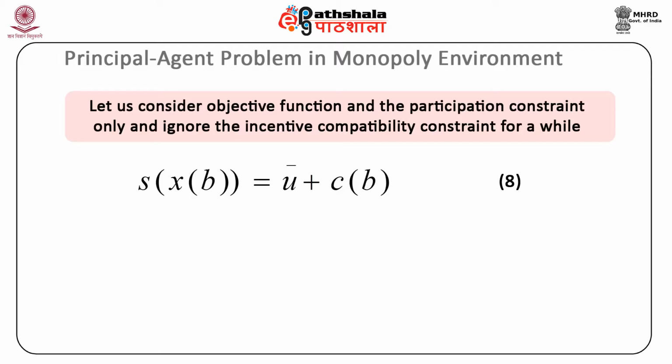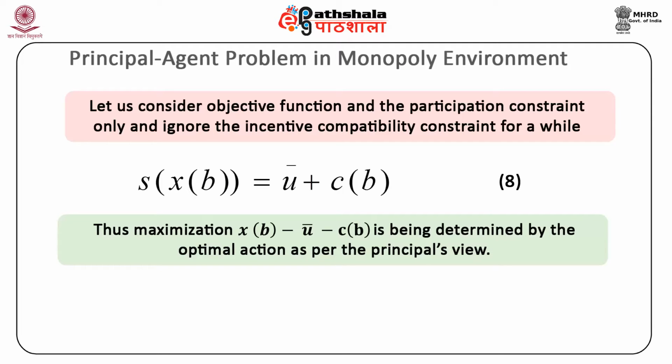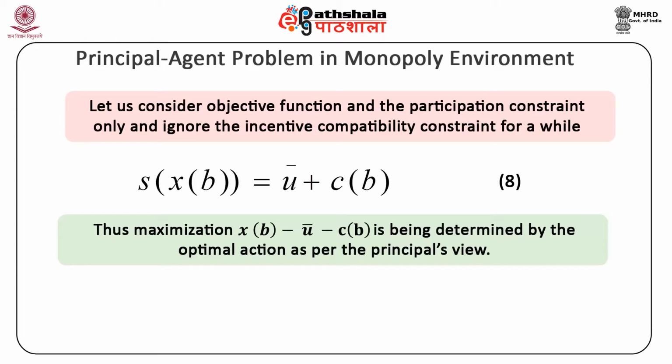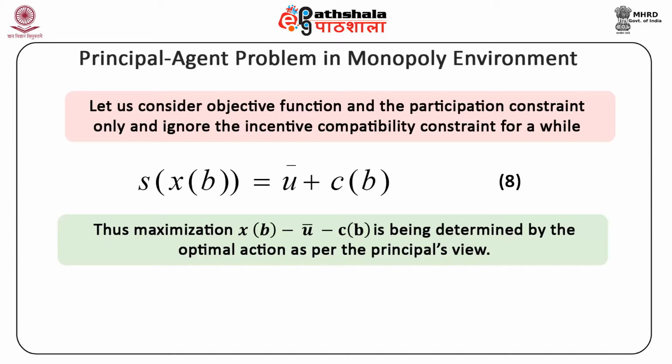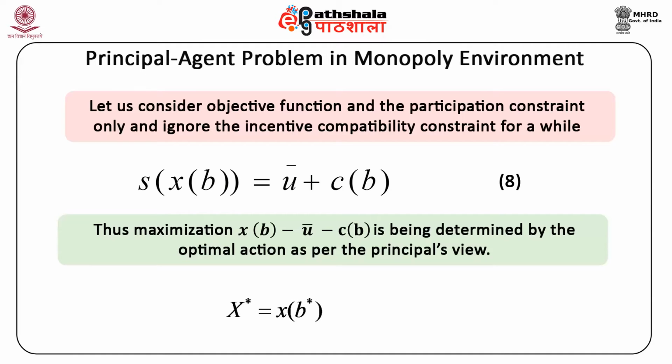This is condition 8. Thus, maximization of x(b) minus u bar minus c(b) is determined by the optimal action as per the principal's view. We can call this action B star, along with its associated output level capital X star, which is equal to x(B star). This is given as condition 9.